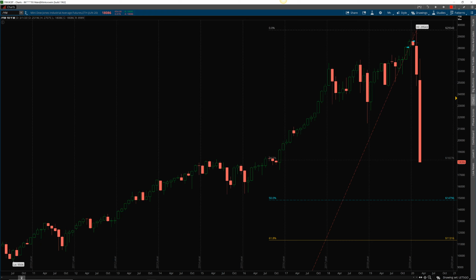Are you thinking that there is more panic waiting at the 50% retracement? The deepest sellers are always at the lows. There's more panic to be had. The panic is absolutely not over.